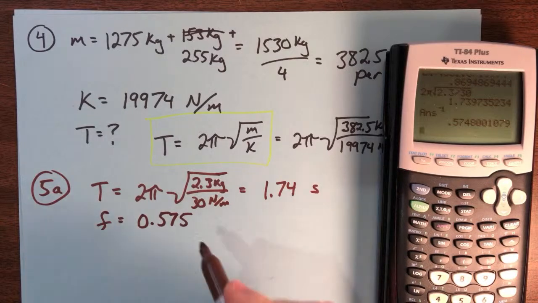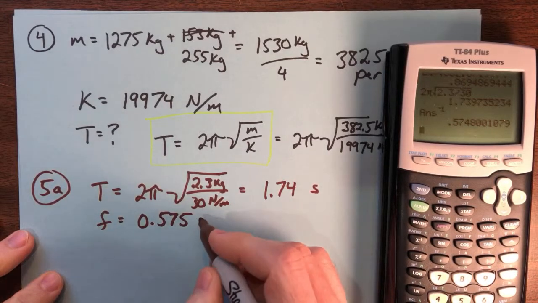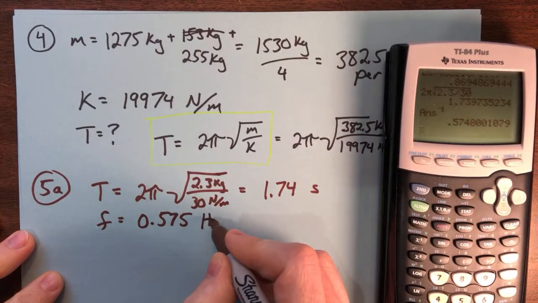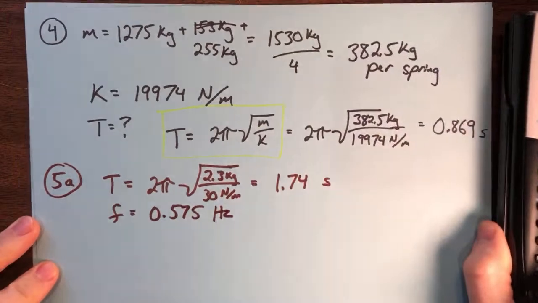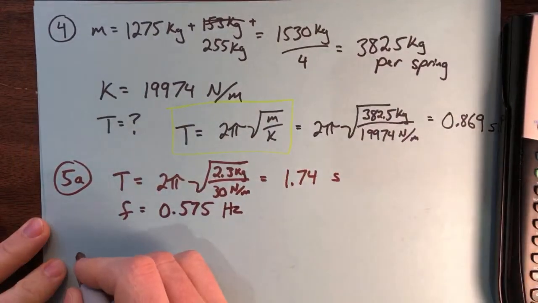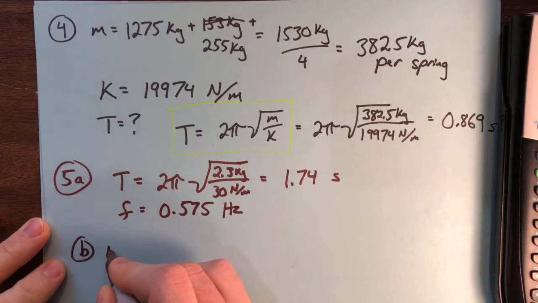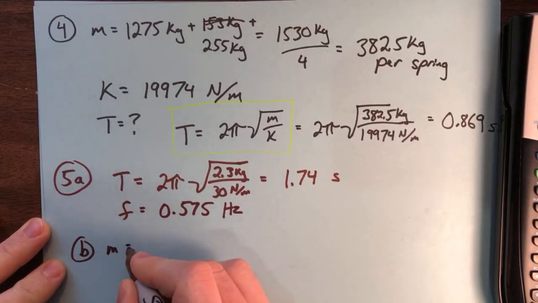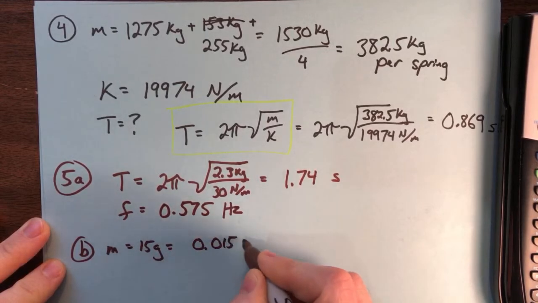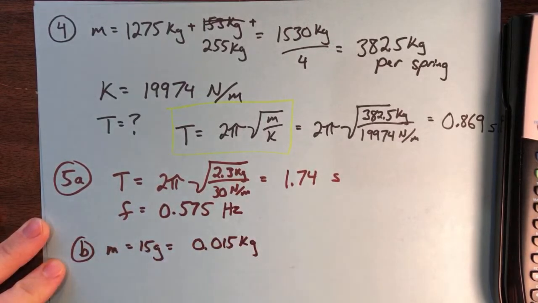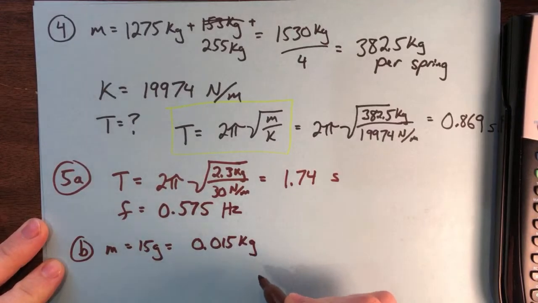We could write inverse seconds, but I'm going to prefer that we write hertz, as the units for frequency. So that's going to be A, and you guys can check your answers for B and C. The only tricky thing for B is that you have to convert the mass to kilograms, right? So the mass is 15 grams, which is 0.015 kg. Once you have that, the process is all exactly the same.